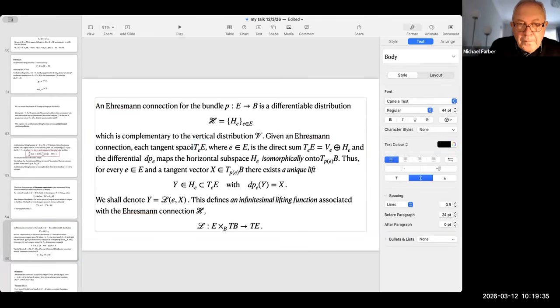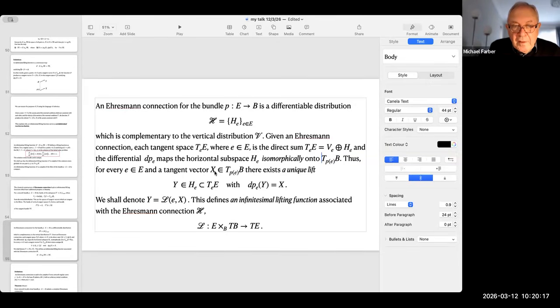And it exists, you can choose it. And this is called an Ehresmann connection. So it's a horizontal distribution, and each tangent space, can you see my cursor, TE of E, is a direct sum of the vertical and horizontal, and when you apply the differential, this vertical goes to 0 and horizontal goes isomorphically onto the tangent space of the base.